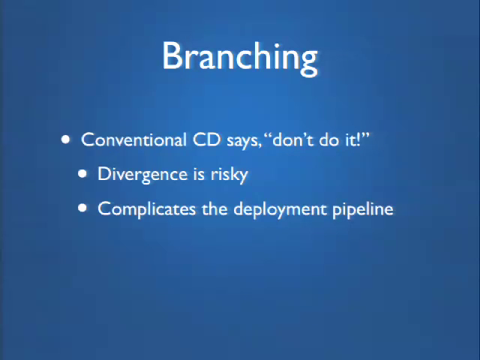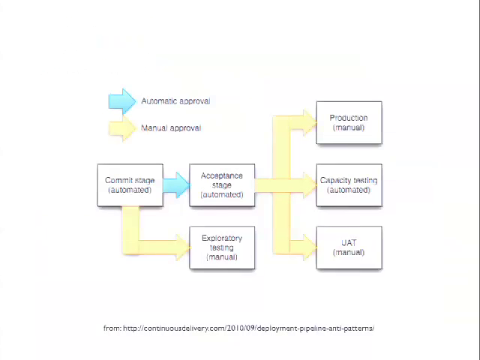Also, it complicates that whole deployment pipeline view. I mean, again, if we go back to here, you kind of have to have a whole another one of these for each one of your different branches if you're going to have different branches. Think about this. If the whole notion of a feature branch is that it's never going to get deployed, it will eventually be merged in, then half of this doesn't make sense. There's no way that we would ever be deploying your feature branch to production. That's not the purpose of a feature branch.